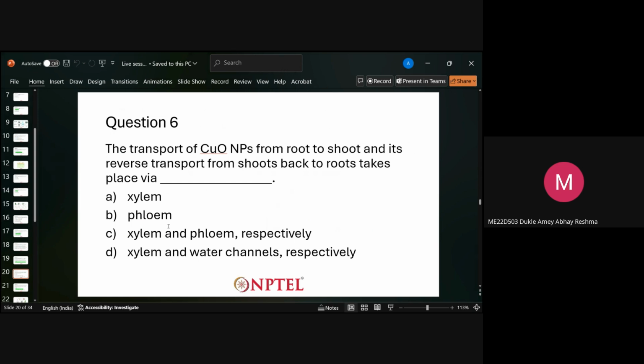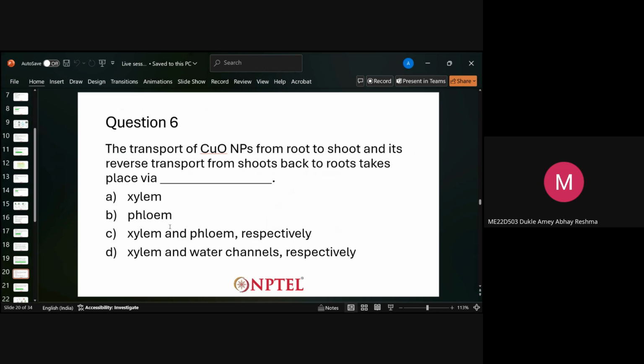Moving to the sixth question: the transport of copper oxide nanoparticles from root to shoot and its reverse transport from shoot back to roots takes place via xylem, phloem; phloem, xylem respectively; xylem and water channels respectively.